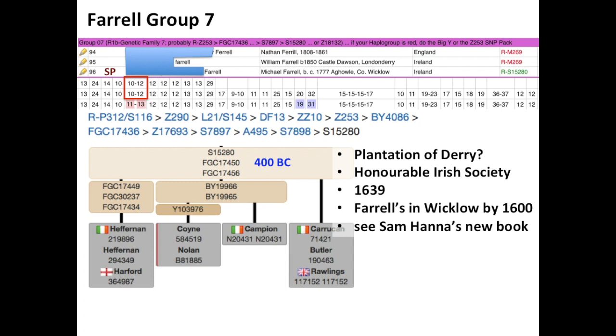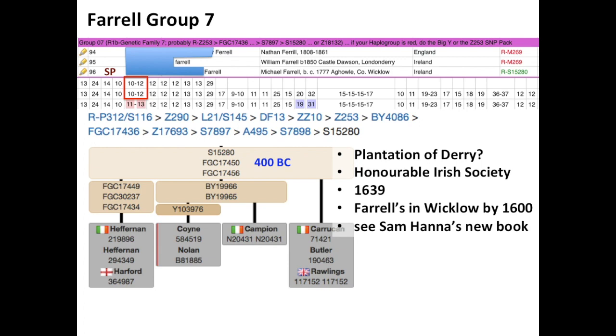Whenever I say the Farrells of Donegal, read into that the Farrells of West Ulster. So it would be Donegal, West Derry, West Tyrone, and Fermanagh. So there's an overlap between the various counties in West Ulster associated with these groups. Great.